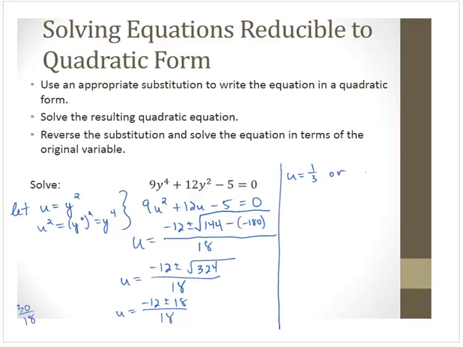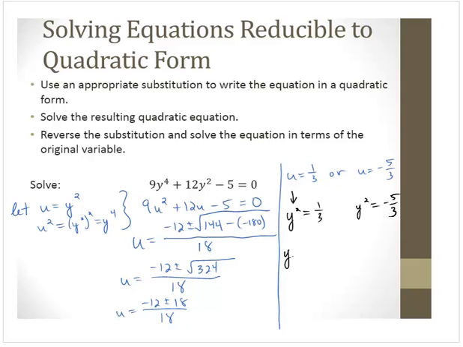U equals negative 5/3. Okay, but we didn't want to solve for u. Our original equation was in terms of y. So we now make that substitution back and recall that if u is equal to y squared, then y squared is equal to 1/3, or y squared is equal to negative 5/3. And we can solve these resulting equations.